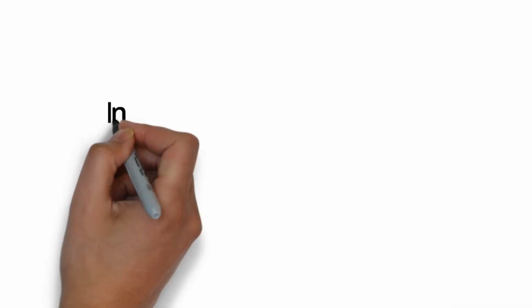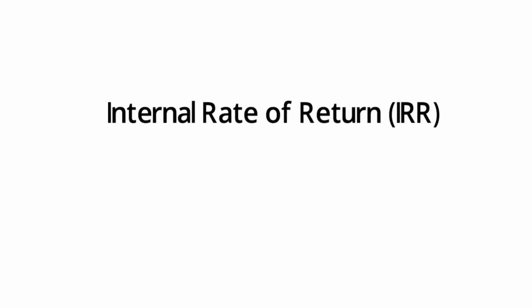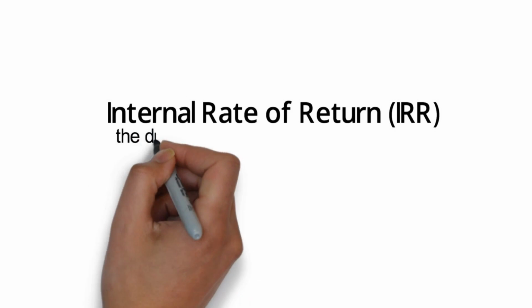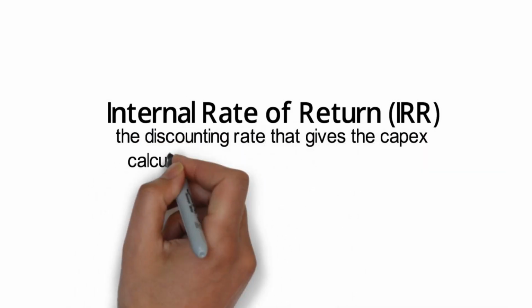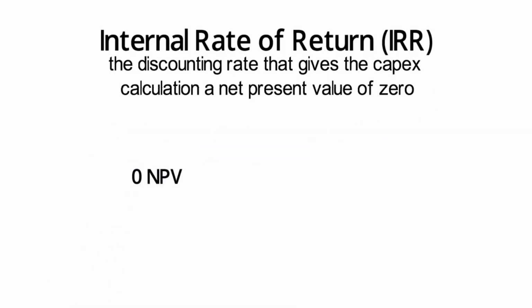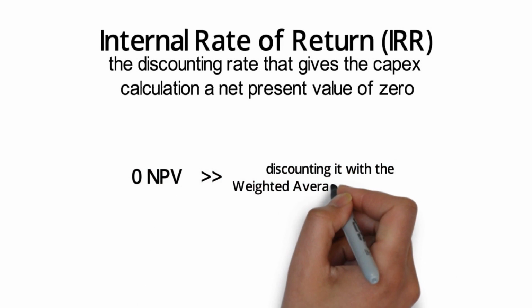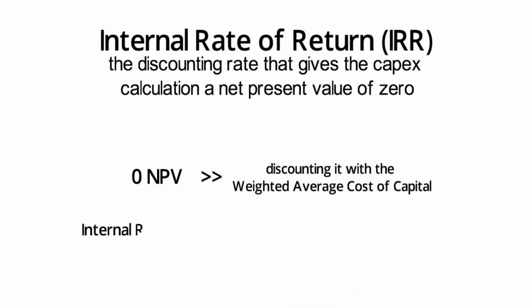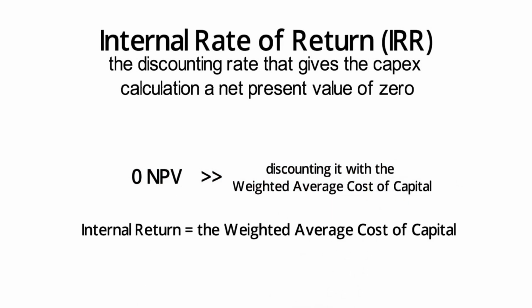The next measure is the internal rate of return. It is not a measure we recommend since it has a few flaws, and it is not proportional to the NPV. But it isn't a terrible measure. The internal rate of return is calculated as the discounting rate that gives the CapEx calculation a net present value of 0. So in other words, if you have a CapEx which has a net present value of 0, discounting it with the weighted average cost of capital, then the internal return equals the weighted average cost of capital.